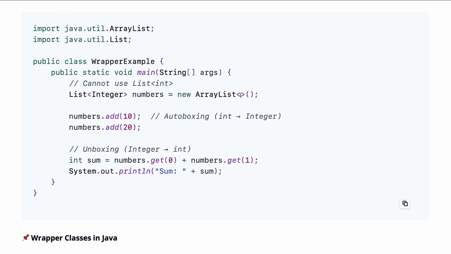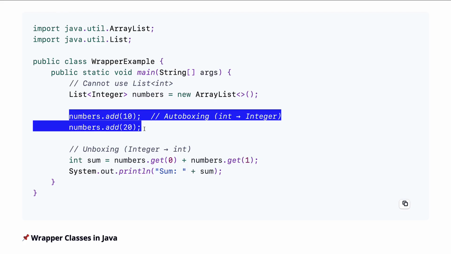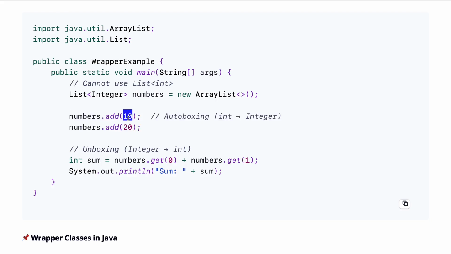We are using the diamond operator. We are not specifying Integer in here. And we are adding the numbers into the list. Over here, we are adding an int value 10. How is it added to the list? Because of auto-boxing. This 10 is auto-boxed. It's automatically converted from int to an Integer, and it would be added to the list.